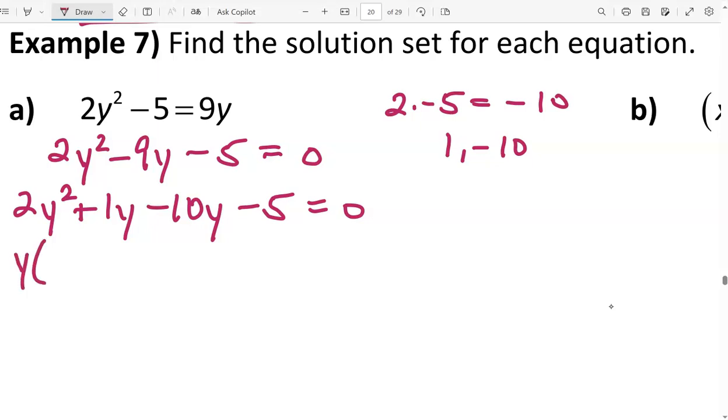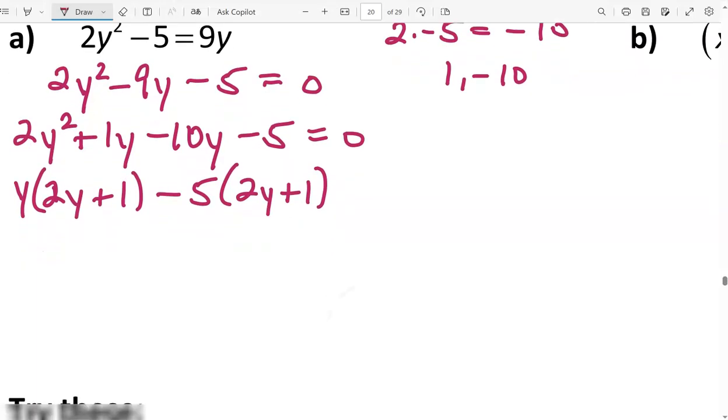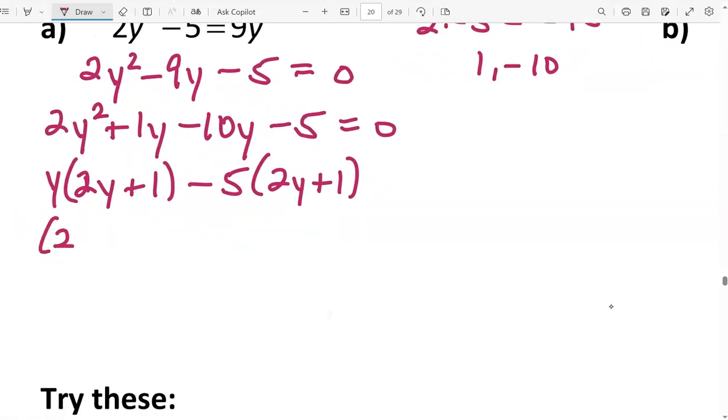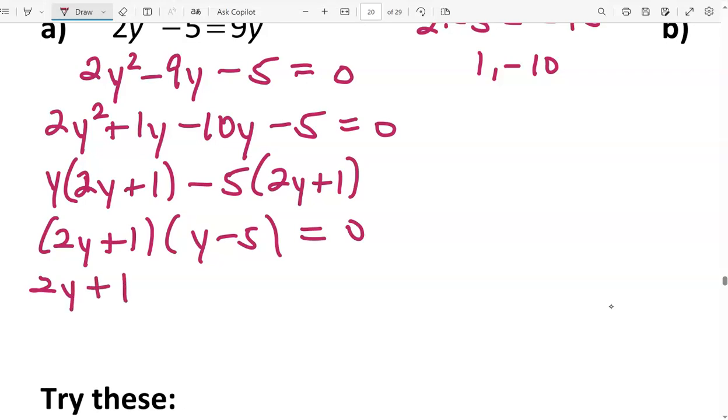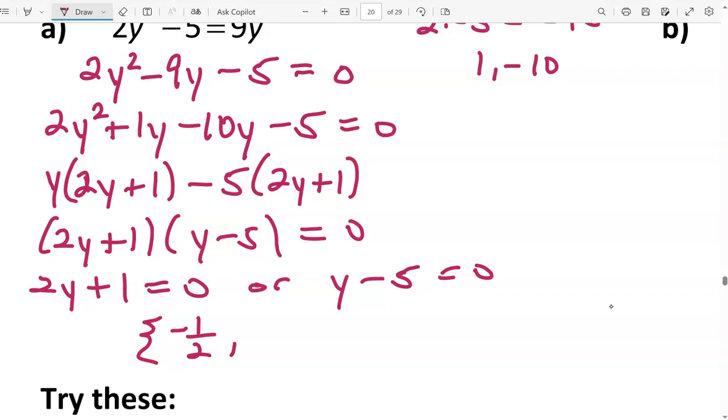2y squared plus 1y minus 10y minus 5. And we can factor a y from the first group. That'll leave us with 2y plus 1, minus 5 from the second group. That also leaves us with 2y plus 1. So our factors are (2y plus 1) times (y minus 5) equal to 0. And either 2y plus 1 will be equal to 0 or y minus 5 will equal 0. If we set 2y plus 1 equal to 0, we're going to get a solution of -1/2 when we subtract 1 and divide by 2. And when y minus 5 is equal to 0, by adding 5 to both sides, we get a solution of 5.